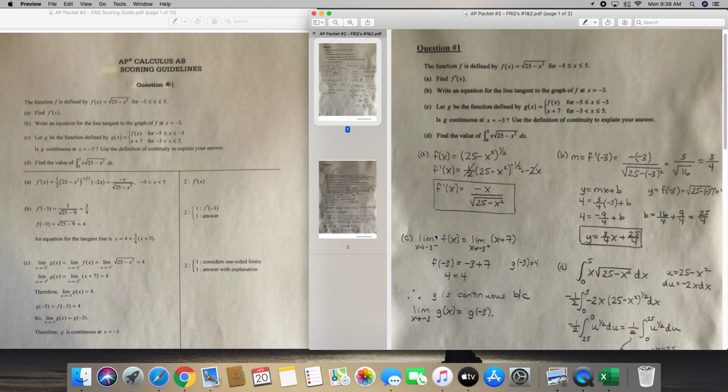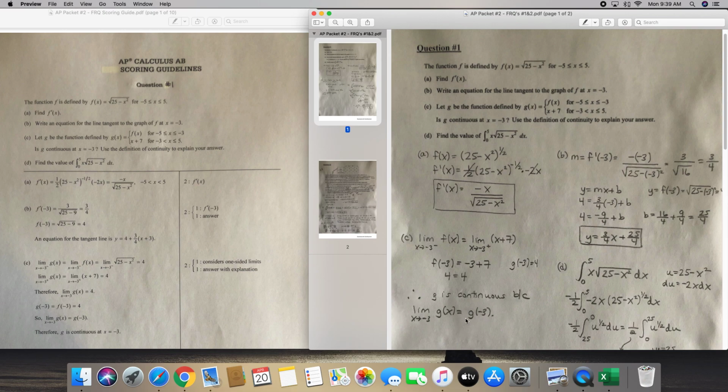If I plug in -3, we know from part B that that's going to equal 4. So right here, we know that g of -3 is equal to 4. And then here, if I plug -3 in for x plus 7, I end up getting 4. Since both values are equal to 4, then we know that the limit does in fact exist. We also know that g of -3 is equal to 4. And so the conclusion is we know that g of x is in fact continuous, because the limit as x approaches -3 of g of x is in fact equal to g of -3.